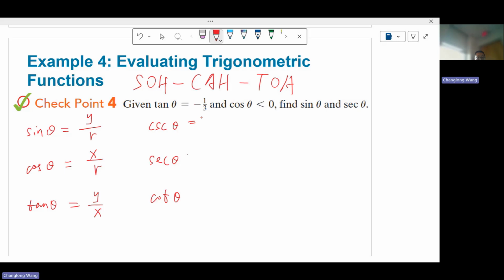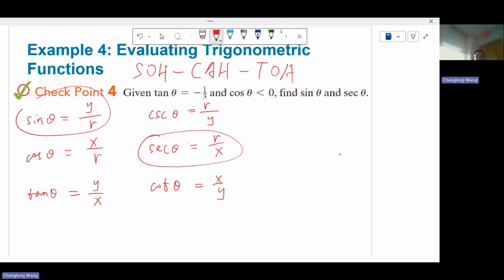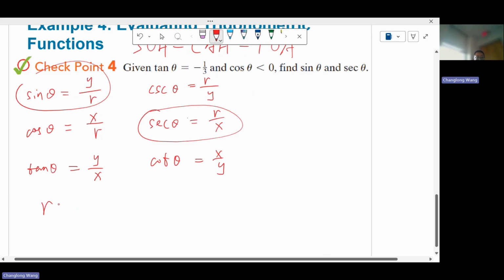And now cosecant is the reciprocal of sine, so r over y. Secant is the reciprocal of cosine, so r over x. Cotangent is the reciprocal of tangent, so x over y, right? And what do we need? We need sine and secant. So now let's go ahead and find out what r is, since we're going to need it anyway.